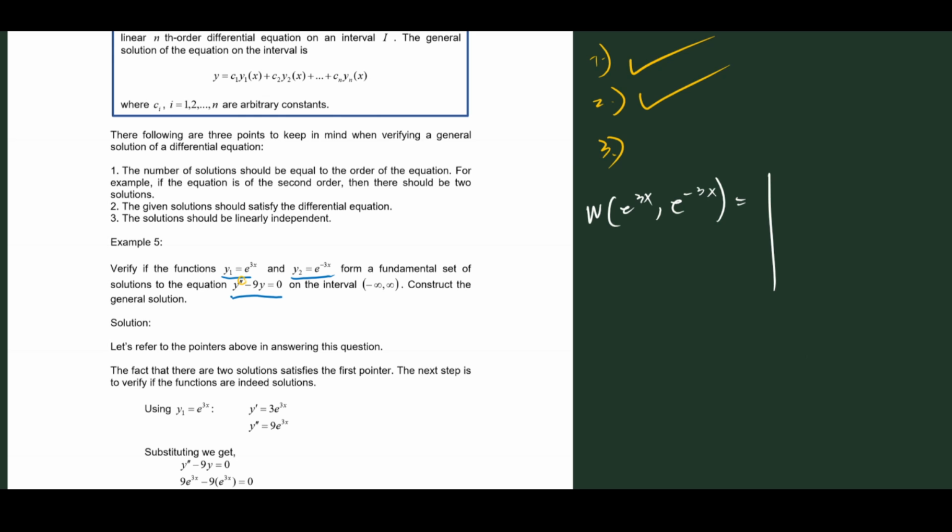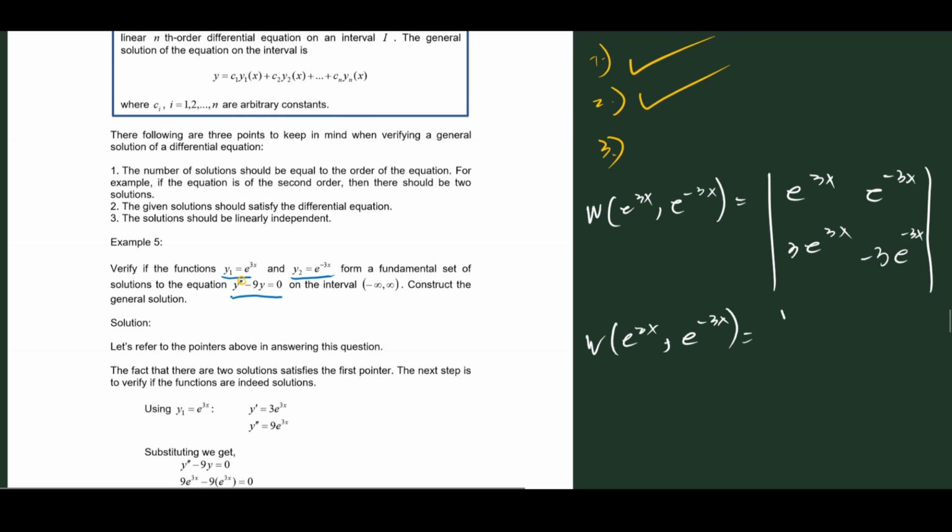So how do we set that up? We have e raised to 3x and e raised to negative 3x, so we set up a 2 by 2 matrix. The derivatives in the second row will be 3 e raised to 3x, and then negative 3 e raised to negative 3x. Okay, so let's get the Wronskian, or the determinant of that matrix.